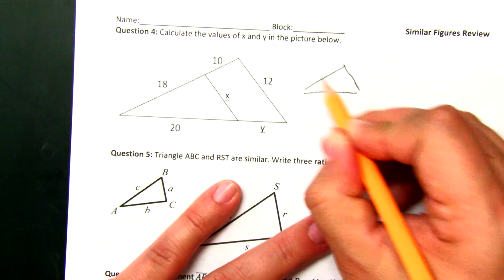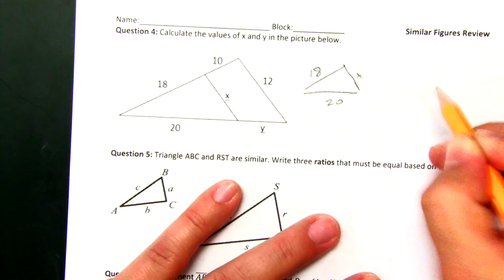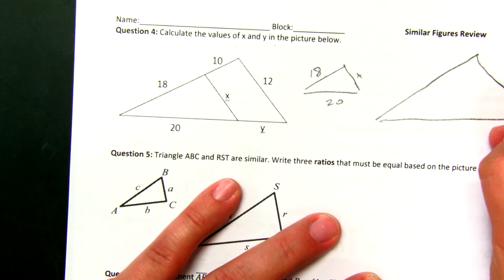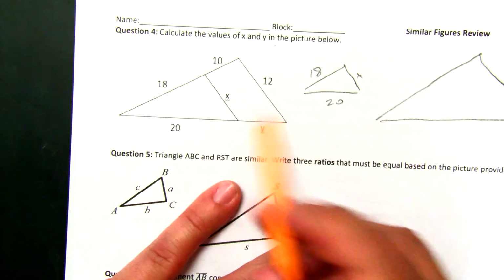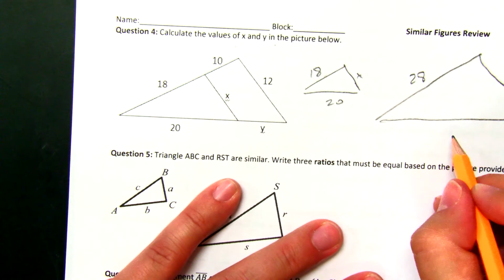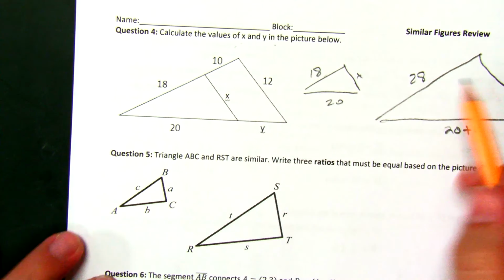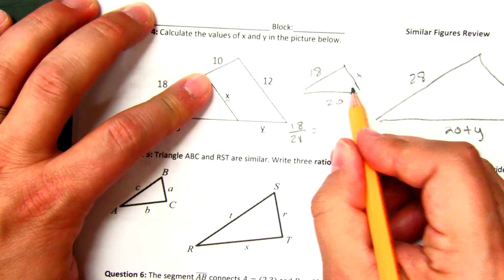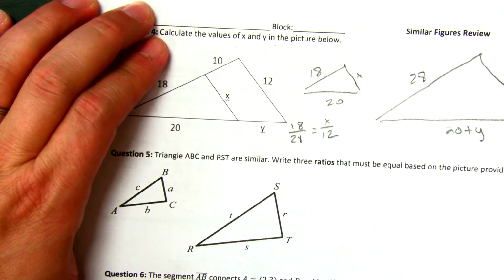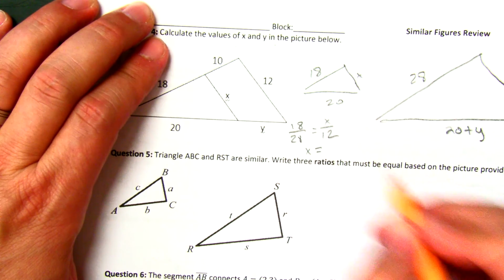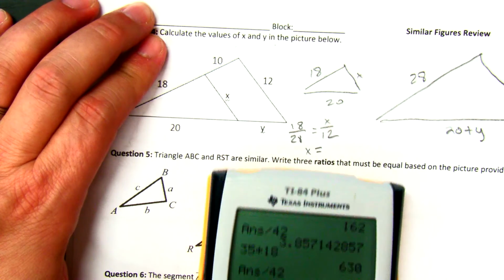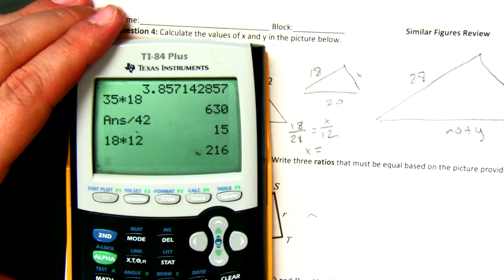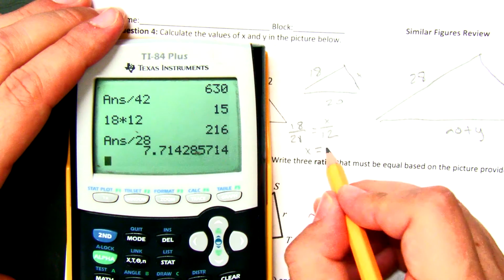Smaller one, 18, x, 20, and my bigger one, in which case I've got 12 here alongside. Now this side, when I draw it separately, I see this is 28, and this is 20 plus y. So to solve for x, I'll use 18 over 28 equals x over 12. I'll do my cross multiplying and dividing all in one step here. 18 times 12 is 216 divided by 28 is 7.71.